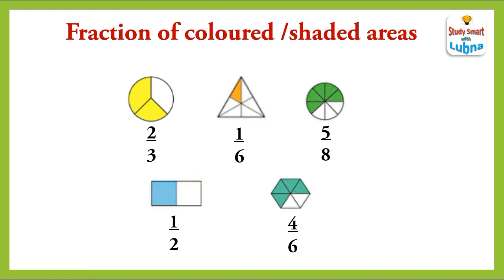So you have noticed here that we write the colored part or the shaded part in the numerator and the total number of equal parts in the denominator in all these figures. So we can say that the numerator or the top number represents the shaded or colored parts and the denominator represents the total number of equal parts.